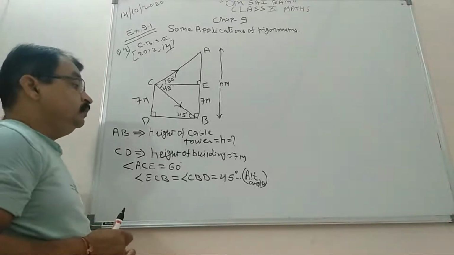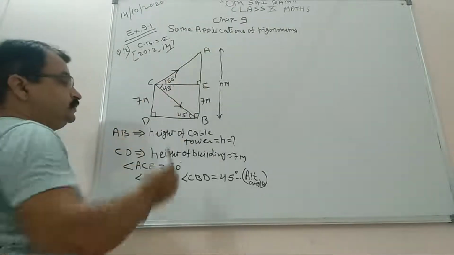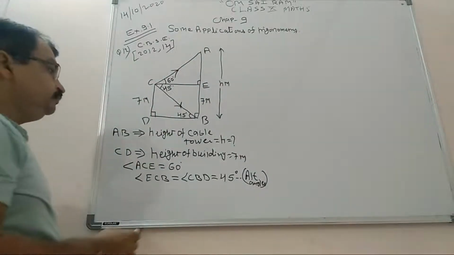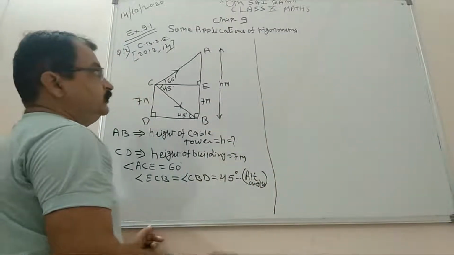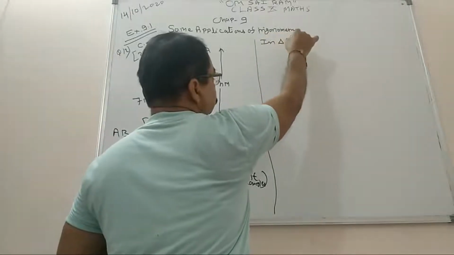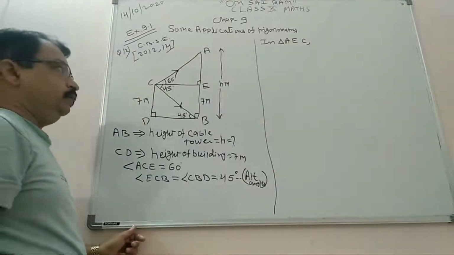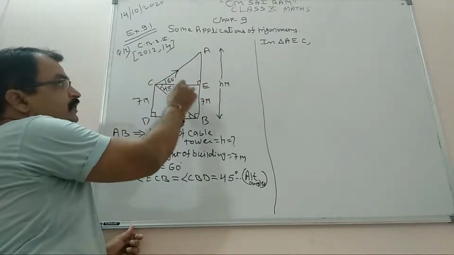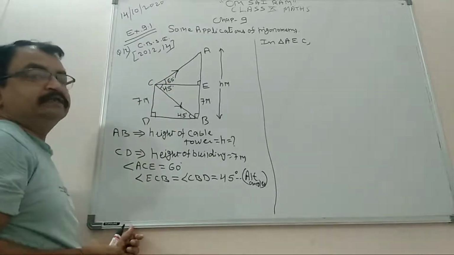Okay children, so see children, here we are getting two right triangles, one is AEC. So let's start with the right triangle AEC, right? So in right triangle AEC, children, now correlate the sides. Now see, in right triangle AEC you will get only the part of AE, the part of the cable tower.